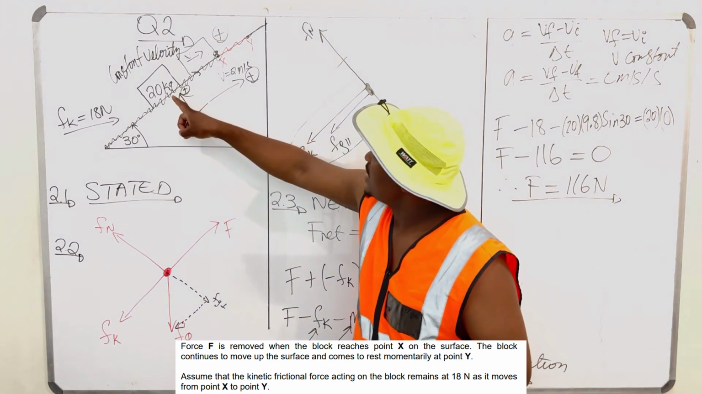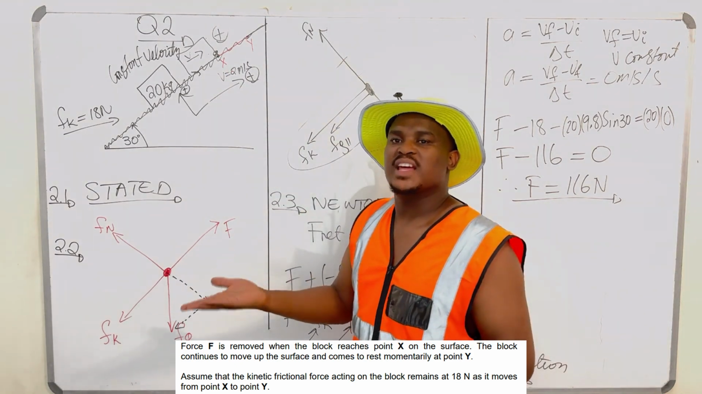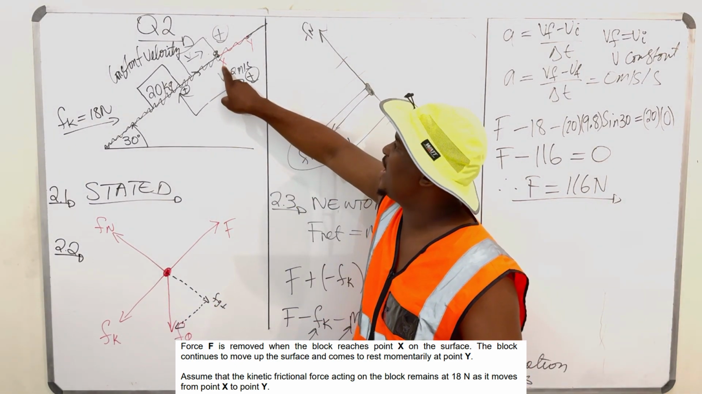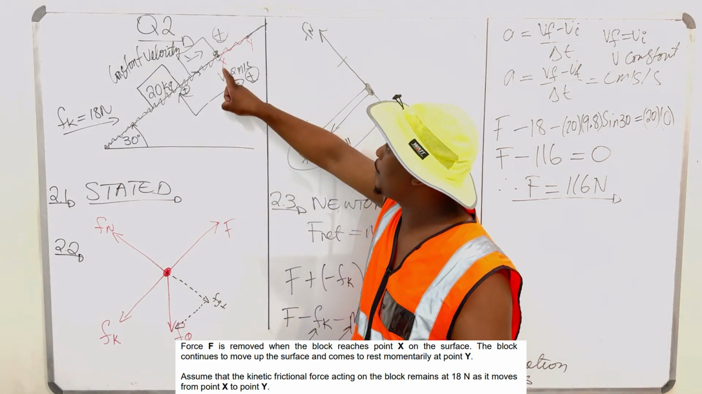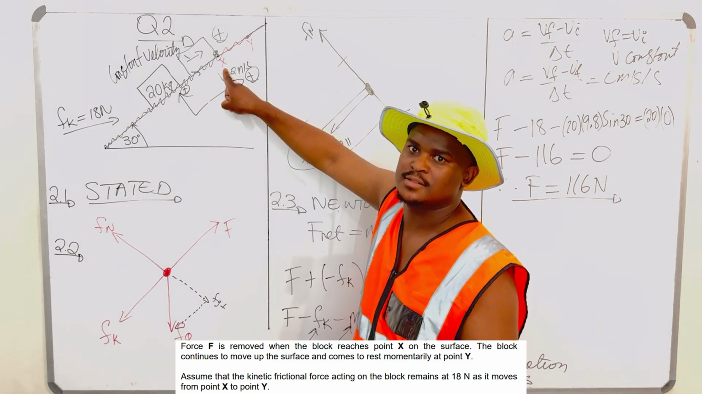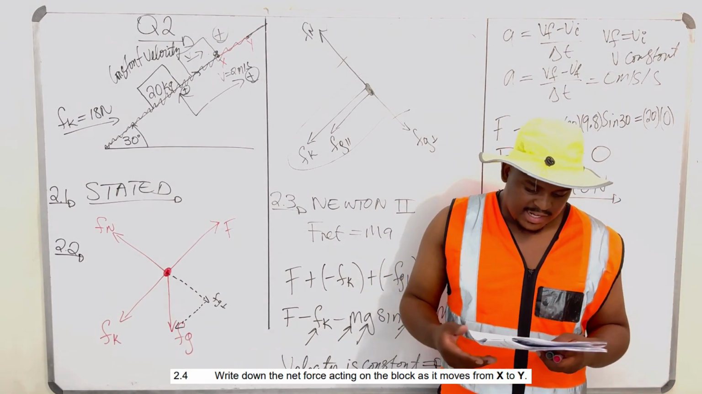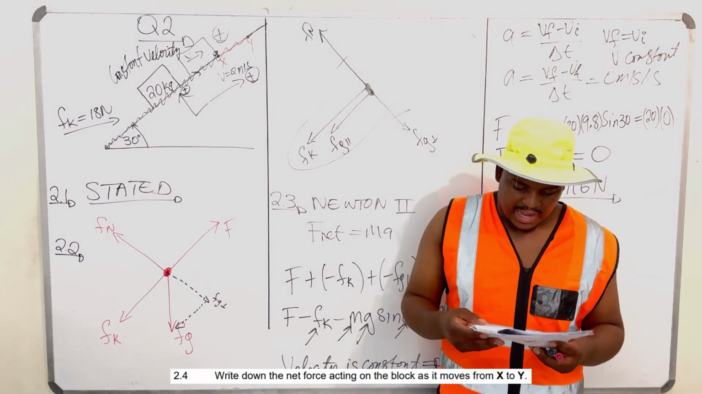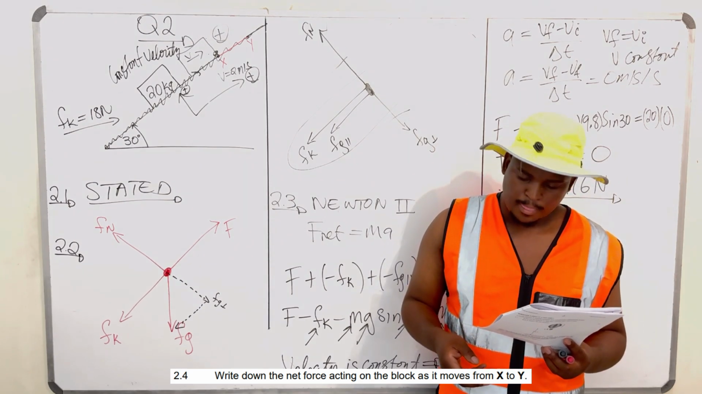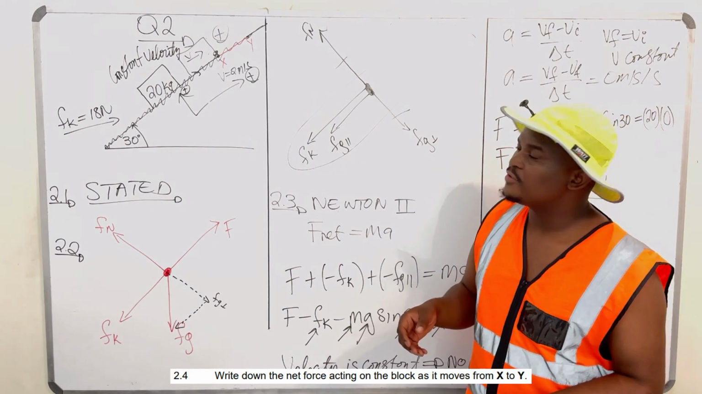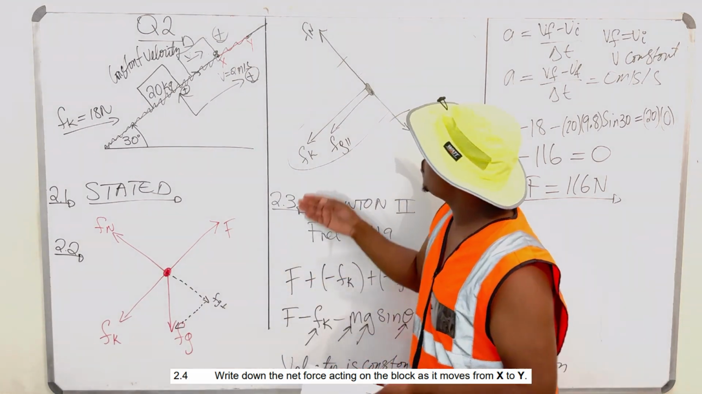So this box will move from here to point X from the initial kinetic energy it will have from this point. It will continue from X to Y due to its initial kinetic energy when it arrives at point X. No problem. So that's saying write down the net force acting on the block as it moves from point X to point Y. They want us to write down the net force of this block as it moves from point X to point Y.